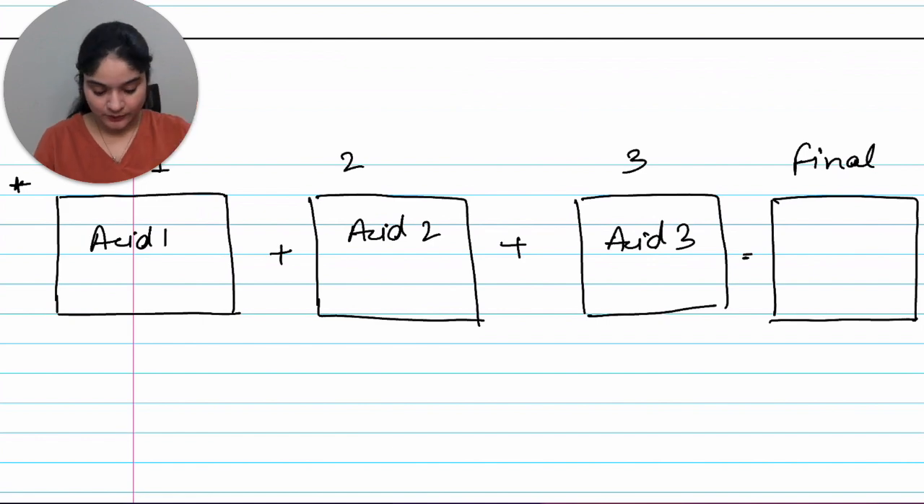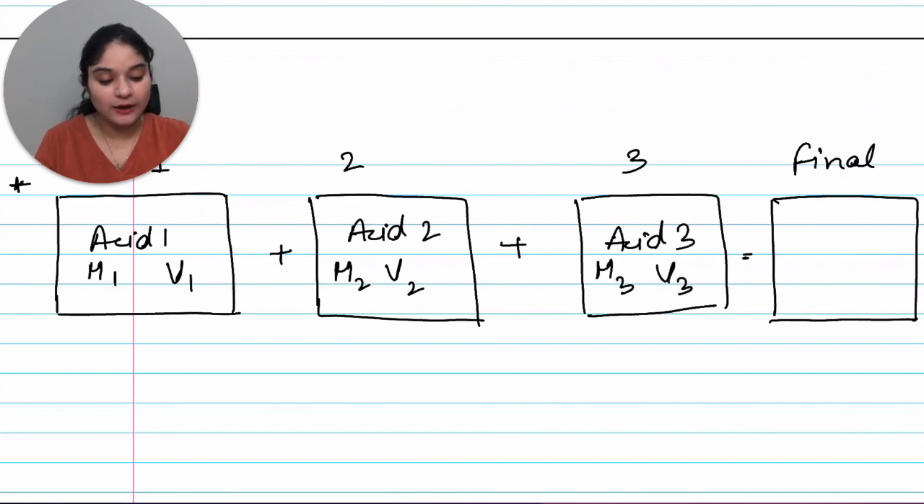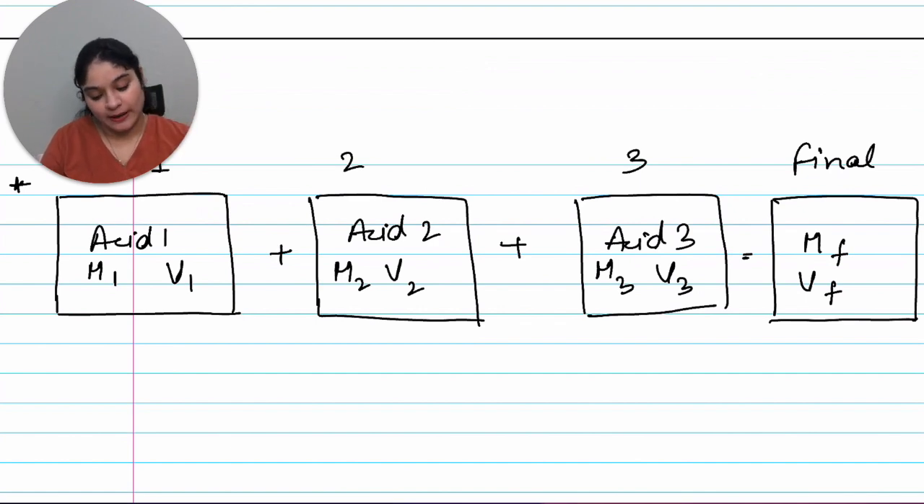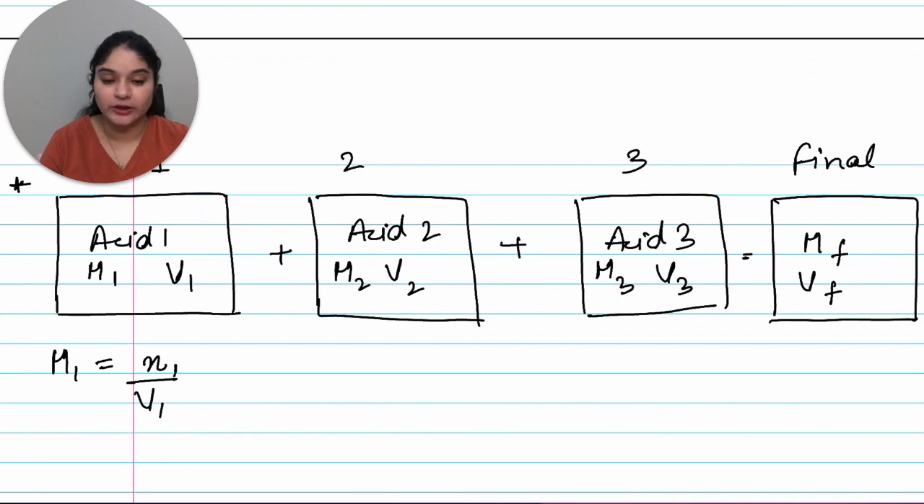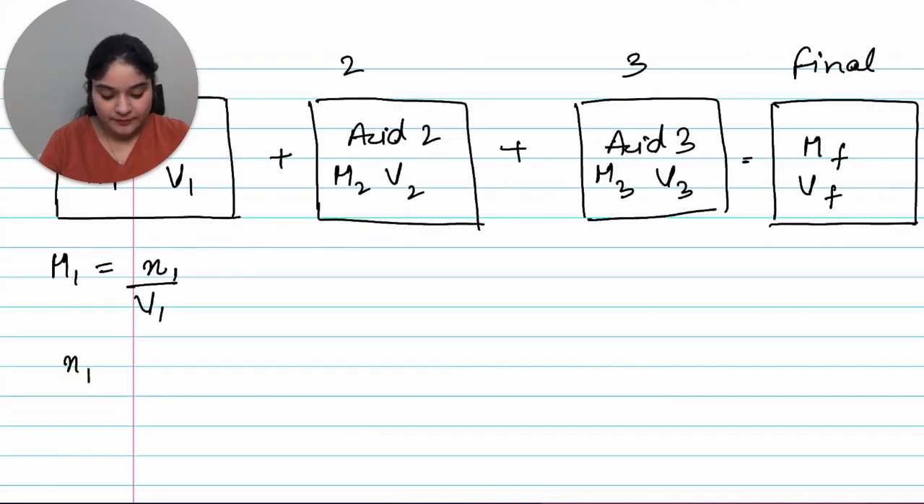Now when I talk about acid 1, let's say the molarity is M1 and your volume is V1. For acid 2, let's say it is M2 V2. For acid 3, it is M3 V3. And for the final, you have M final and volume final, so MF and then VF. Now if I talk about the number of moles for each of the sections, we can get it from the formula. We had M1 equals N by V1. Let me call the number of moles N1. So N1 will be equal to M1 V1.